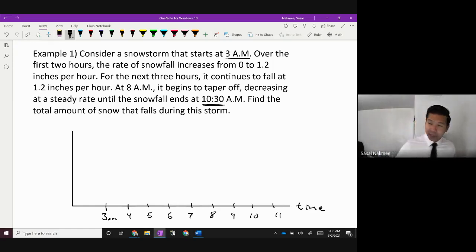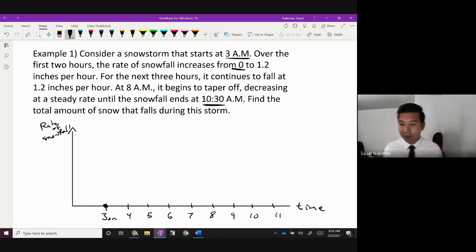All right, so let's take a look here. At 3 a.m., they tell us that the snowfall is currently at 0 inches per hour. So that's going to be right here. Now, what is this over here? This is not the velocity this time. This is the rate of snowfall. Meaning, once you find the area that we're going to be dealing with, we're going to be finding the total amount of snowfall. Keep that in mind. Oh, I shouldn't have said that. I think I just gave away the problem. It's okay. We'll do more examples.